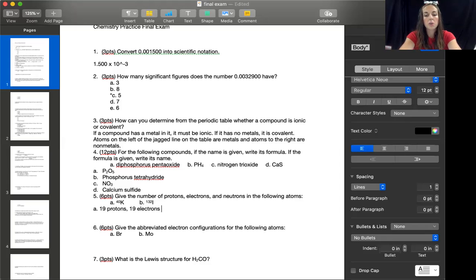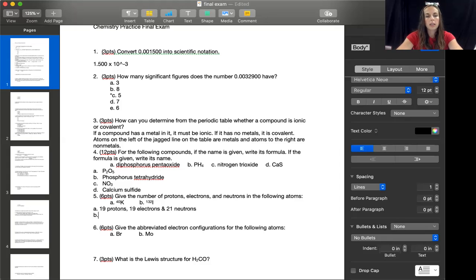Now I just need neutrons. Neutrons we get by subtracting the protons from the number that I'm given. 40 minus 19 is going to be 21. 21 neutrons, because your number here is your protons and neutrons added together.